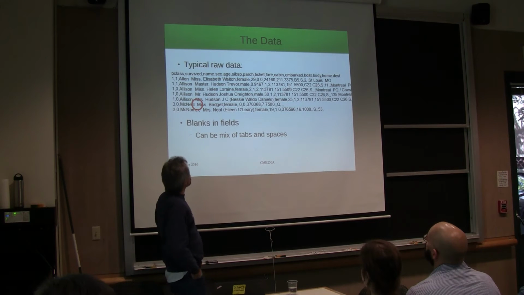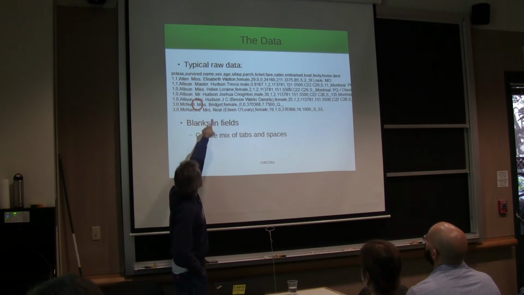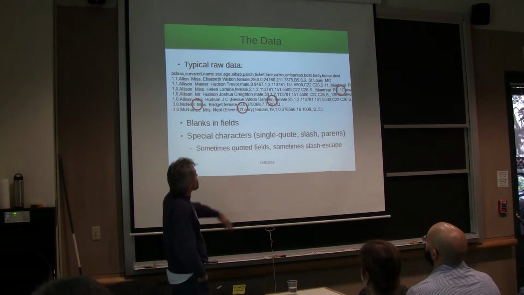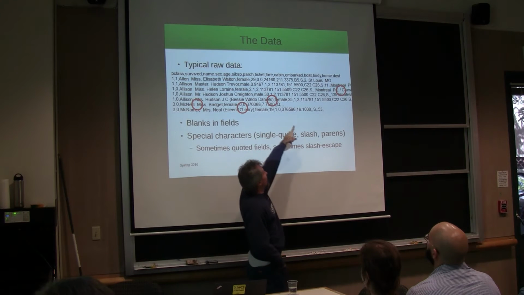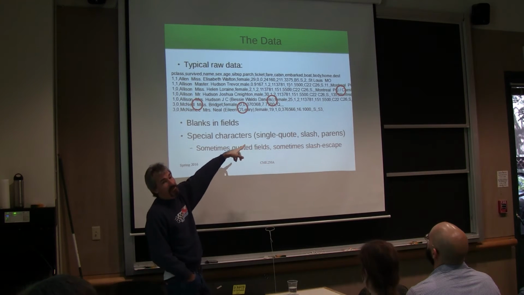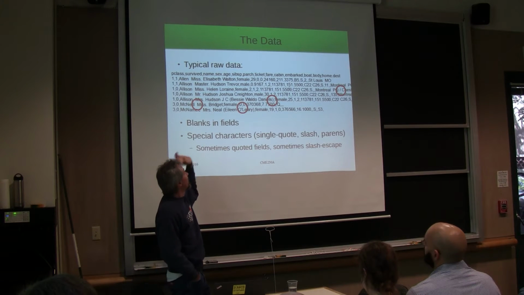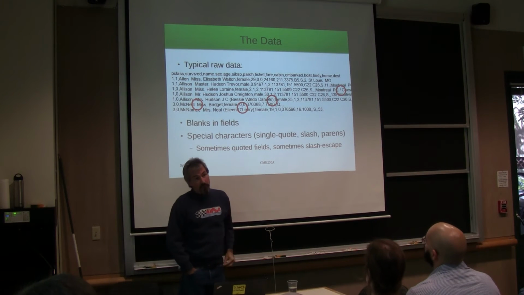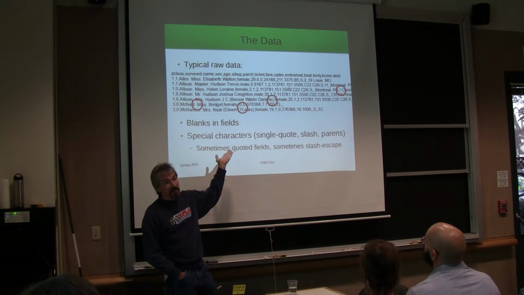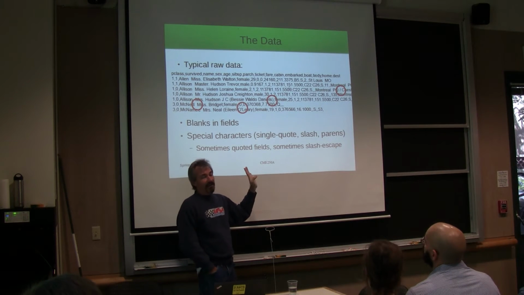There are spaces in this file in fields between the commas. In fact, there's multiple spaces. That's kind of common. You might find tabs. You might find other kinds of junk characters in there. For instance, weird things like closed parens, slashes, which sometimes are used to escape other characters in your CSV and sometimes are actually a slash. You might have single quotes or double quotes, which sometimes are used to quote fields and sometimes are just part of a name. So you can't just import this data and say, hey, go.